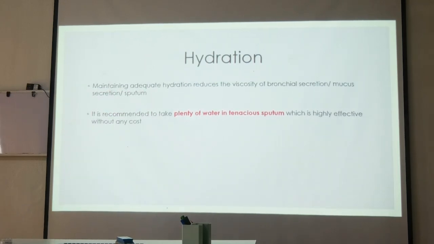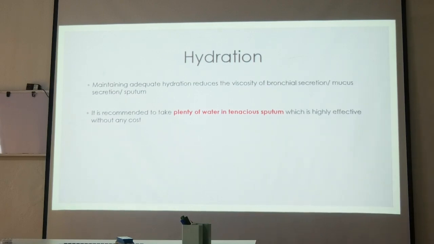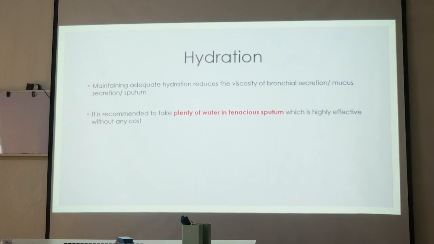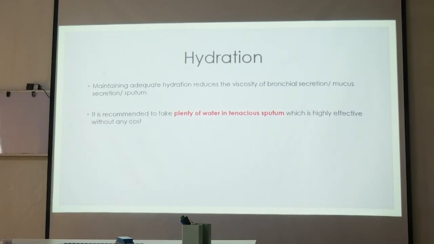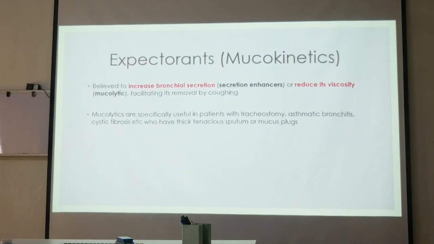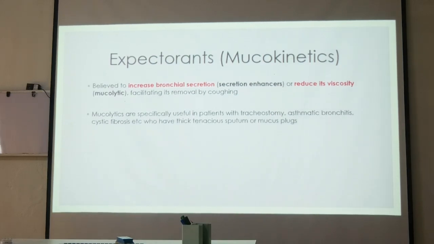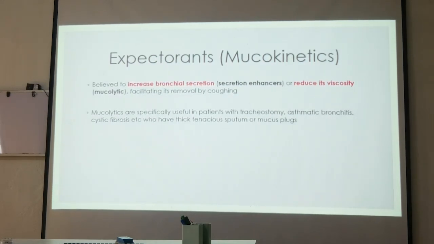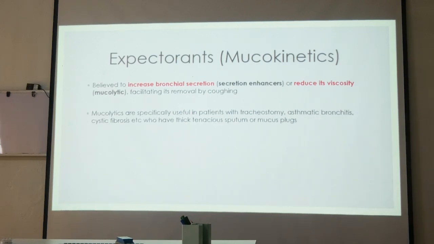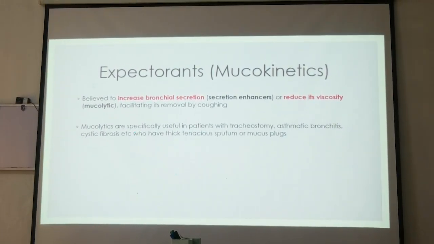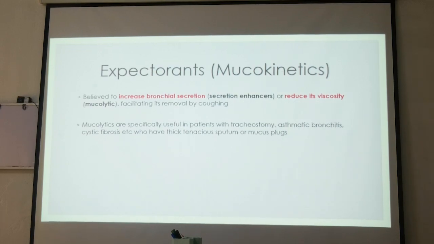Hydration. Maintaining adequate hydration reduces the viscosity of the bronchial secretion. It is recommended to take plenty of water in a patient having cough with tenacious, thick sputum. Expectorants are believed to increase bronchial secretion, that is secretion enhancers, or they reduce the viscosity of the bronchial secretion, that is mucolytic action. Mucolytics are especially useful in patients with tracheostomy and asthmatic bronchitis.